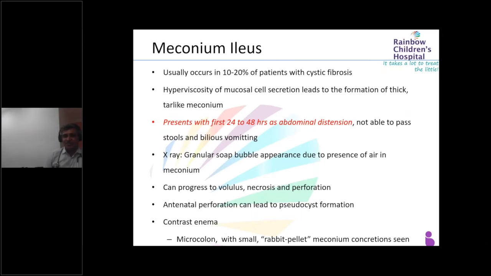On X-ray, there is a soap bubble appearance, which is the presence of air in the meconium. It can progress to volvulus, then necrosis and perforation in extreme circumstances. If the obstruction leads to antenatal perforation, it can lead to pseudocyst formation with calcification. The diagnosis is again made by a contrast enema, where we can see microcolon with small rabbit-like meconium concretions seen proximally in the small intestine.